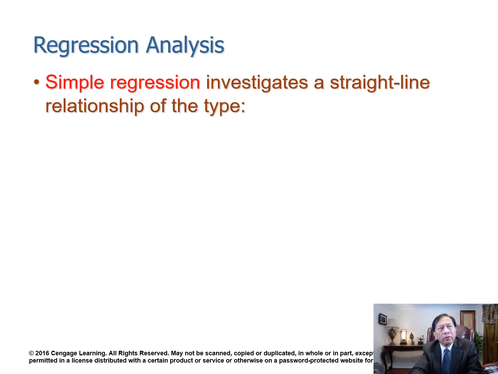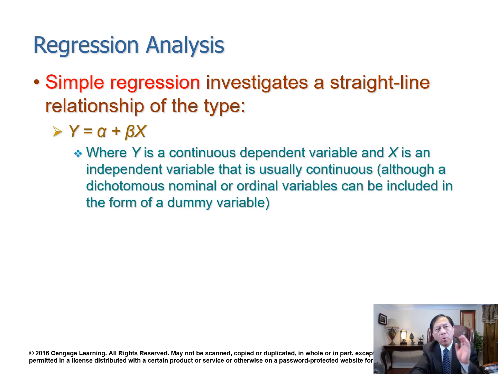So, regression analysis. Let's start with regression analysis. Regression analysis investigates the straight line relationship of the type y equals alpha plus beta x. I'm sure in your algebra you studied y equals a plus b times x. We can use alpha and beta here. y is a continuous dependent variable, and x is an independent variable that's usually continuous, although dichotomous, nominal or ordinal variables can be included in the form of dummy variables. That's fine.